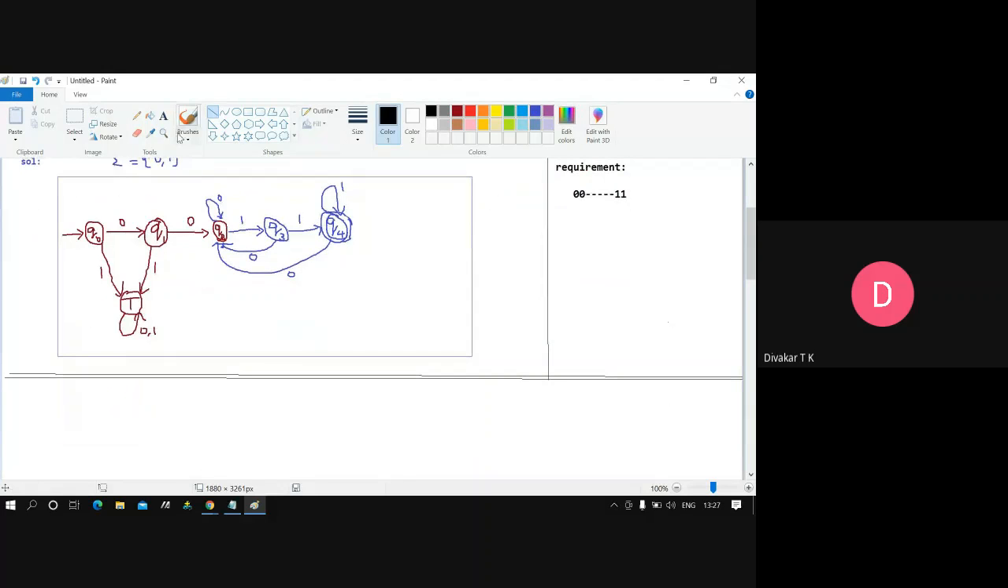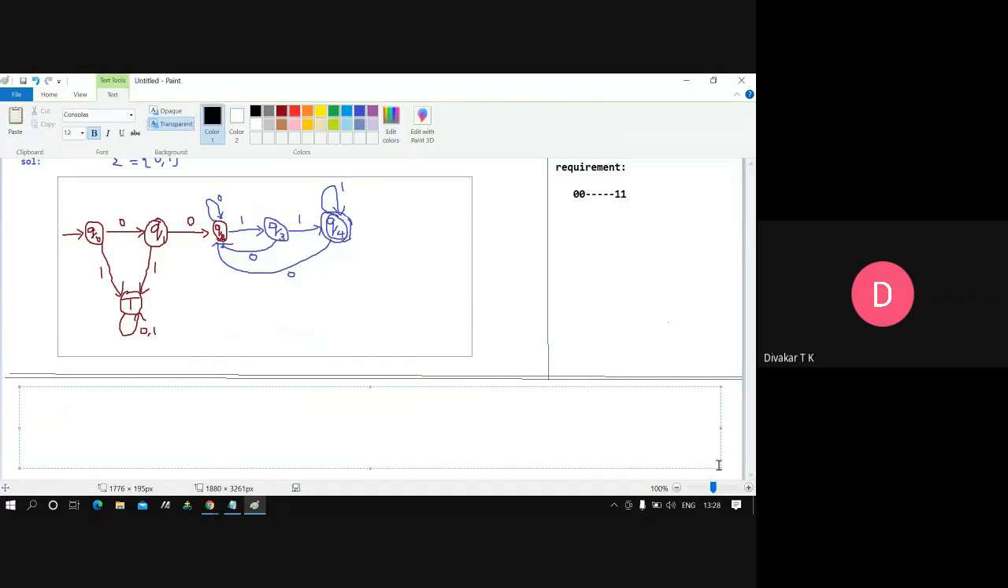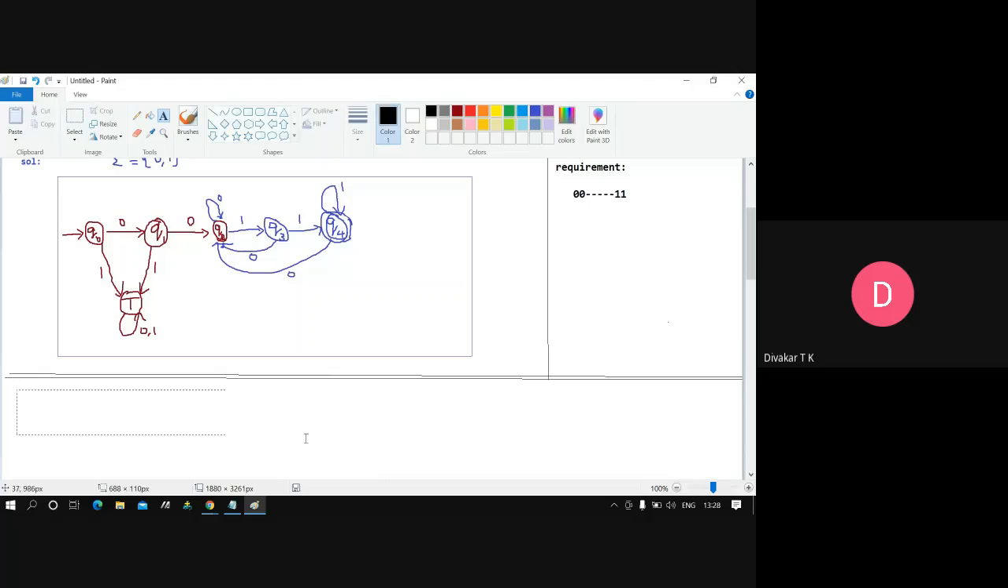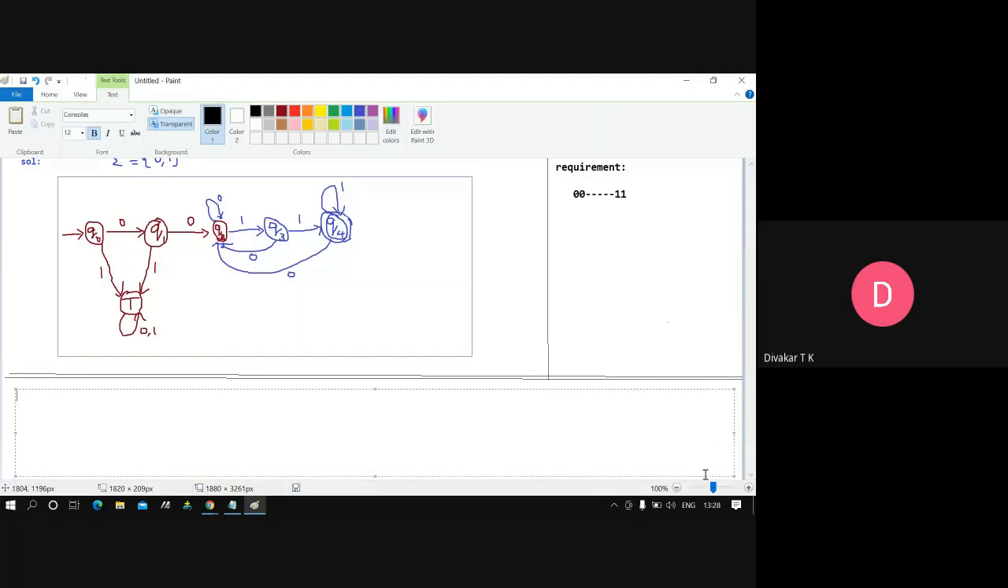Okay, last problem for the day here. That is the 70th problem, and the last problem in the pattern recognition problems. In DFA, I told you that three types are there: pattern recognition, modulo k counter, and divisible by k problems. We are completing two types today: modulo k counter and pattern recognition. I'll talk about that after completing this problem.